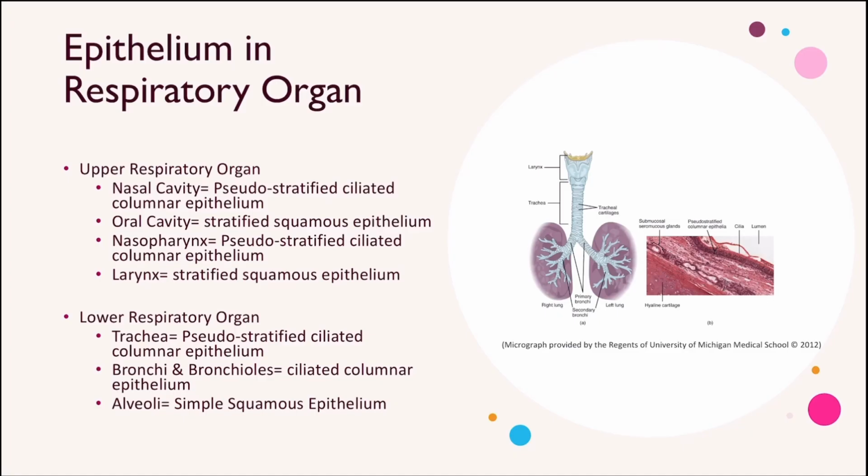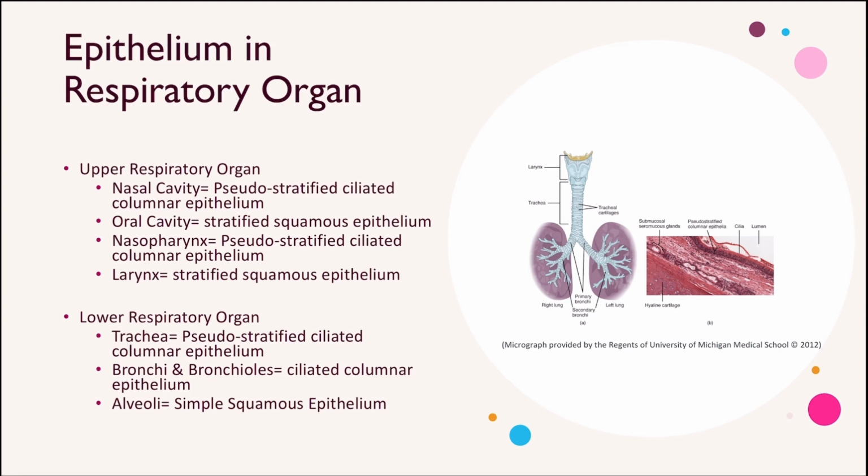There are different types of epithelium that are found at each respiratory organ. To go in depth, we're going to go between upper and the lower respiratory organs, and I will explain each one. So for the upper respiratory organ, the nasal cavity has pseudostratified ciliated columnar epithelium. The oral cavity has stratified squamous epithelium, and the nasopharynx has pseudostratified ciliated columnar epithelium. Larynx has the stratified squamous epithelium.